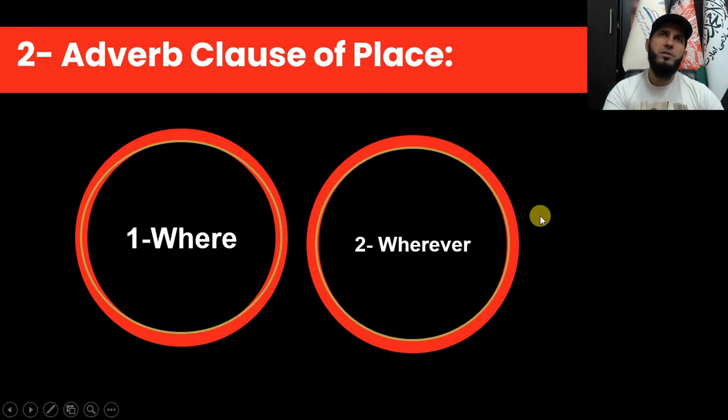And it is used to show the place of an action in its main clause. For example, where should I put my books? And I'm telling you, put your books where you can find them easily, okay? Or where should I go to be able to live in peace?